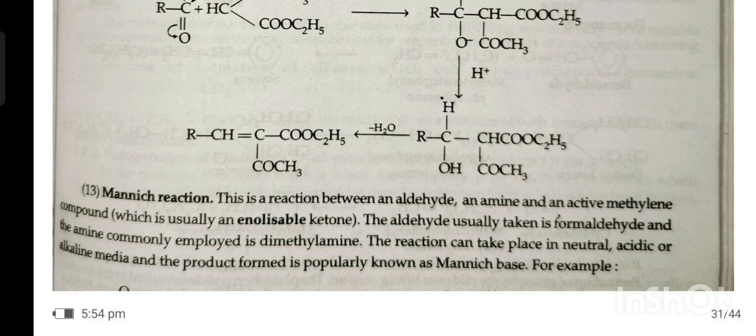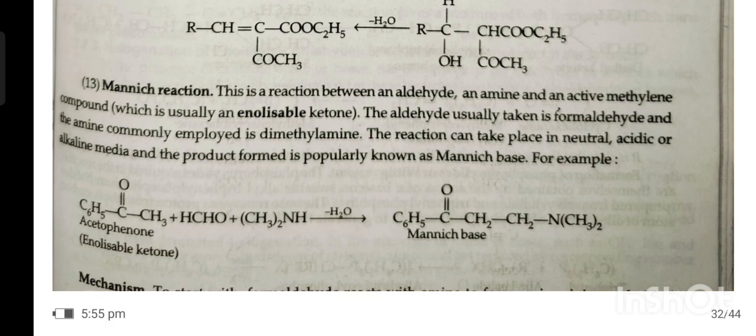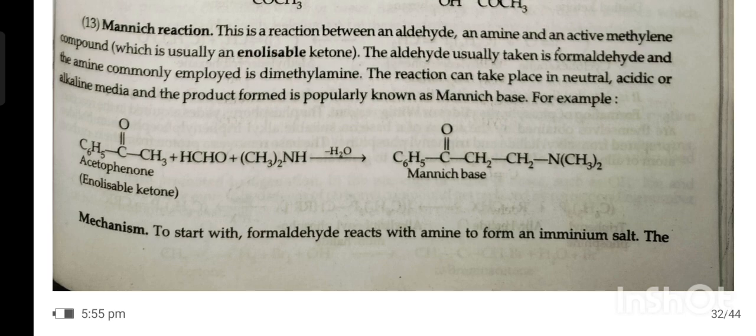13th, Mannich reaction. This is the reaction between an aldehyde, an amine and an active methylene compound, which is usually an enolizable ketone. The aldehyde usually taken is formaldehyde and the amine commonly employed is dimethylamine. The reaction can take place in neutral, acid and alkaline medium, and the product formed is popularly known as Mannich base. For example, enolizable ketone plus aldehyde plus amine gives Mannich base.